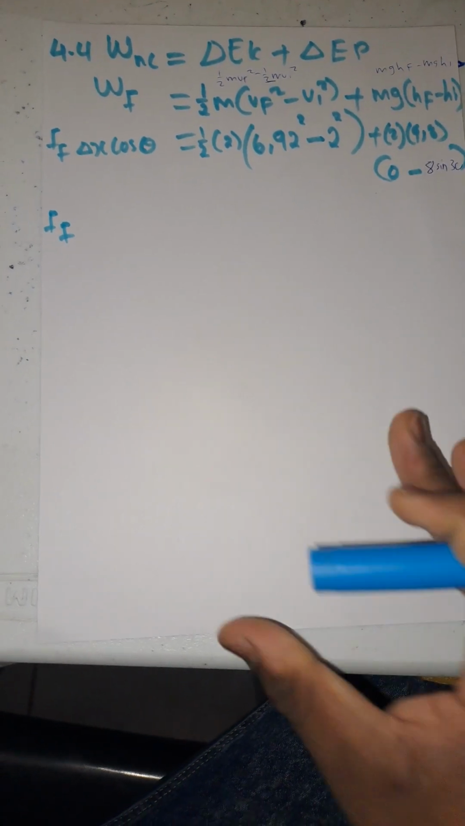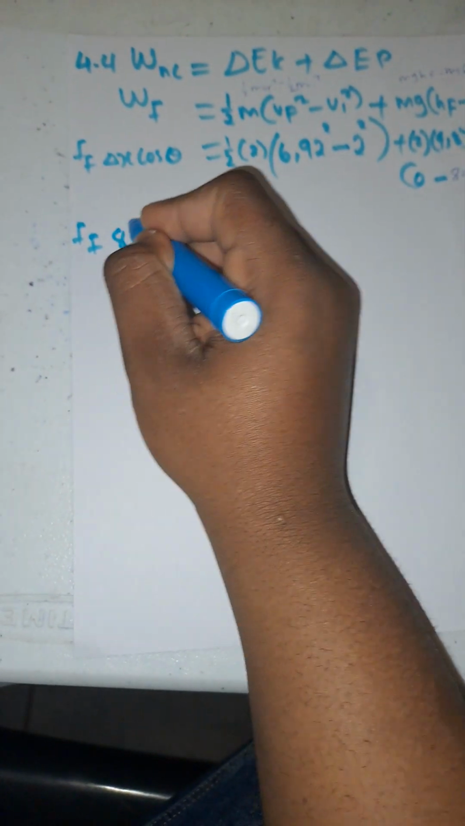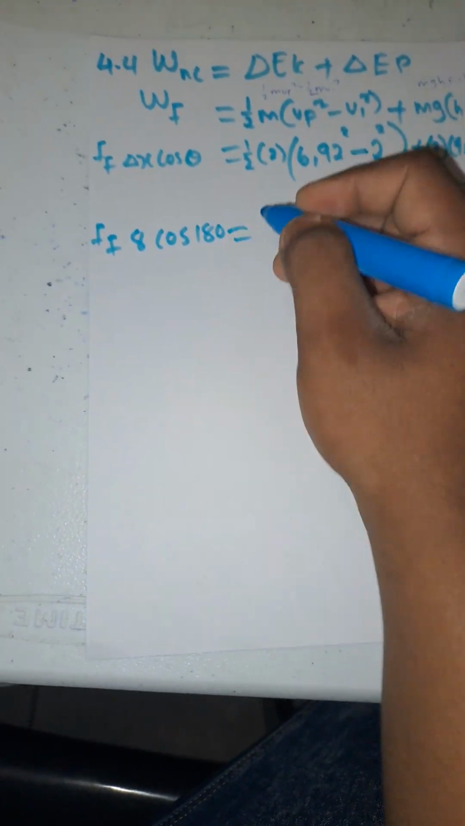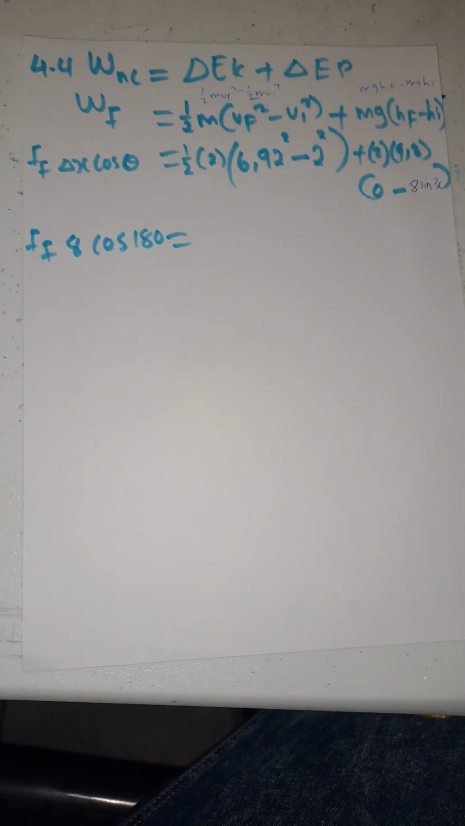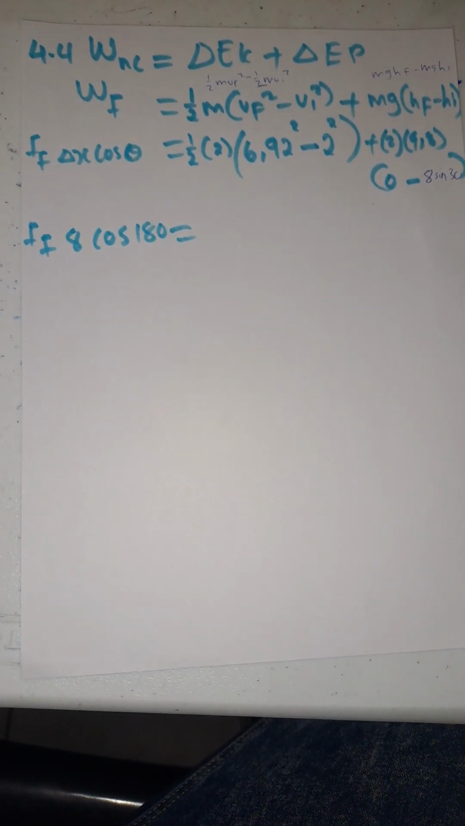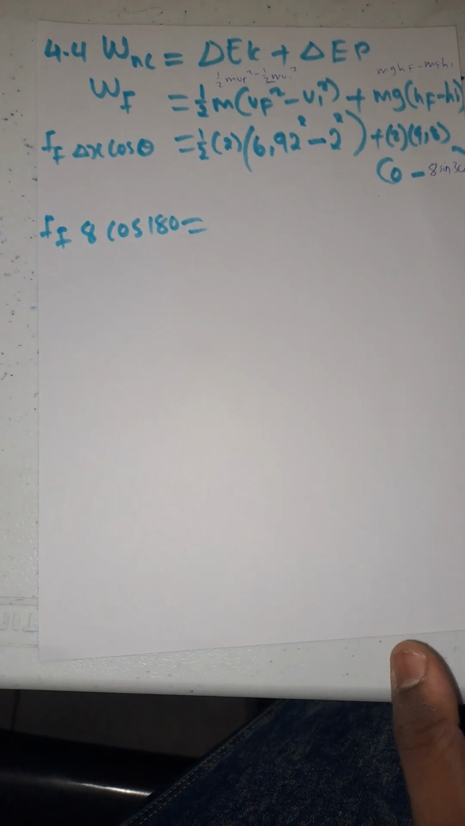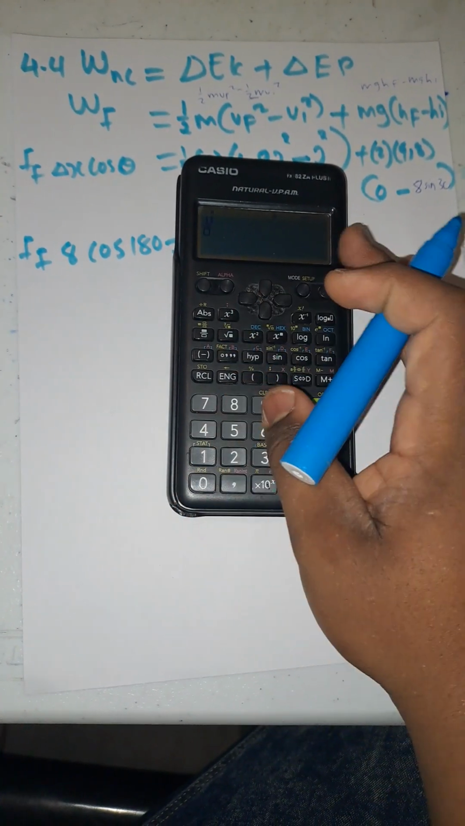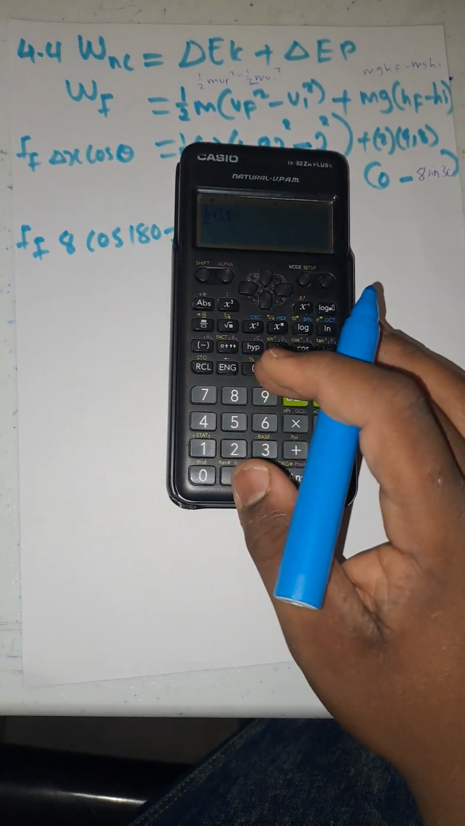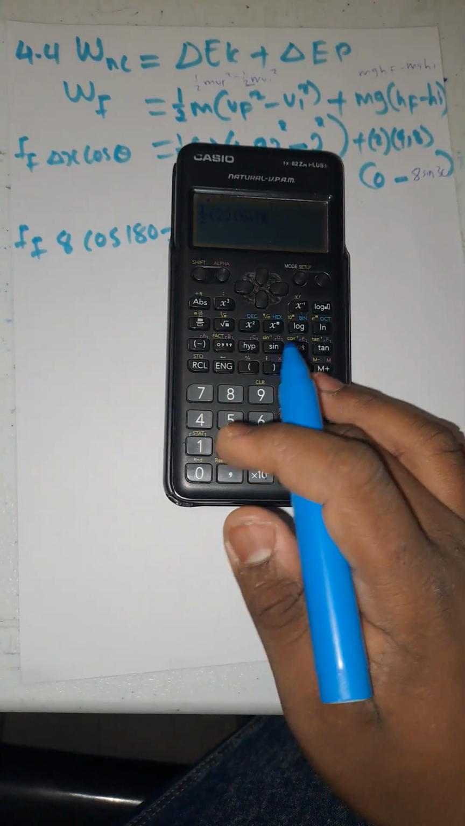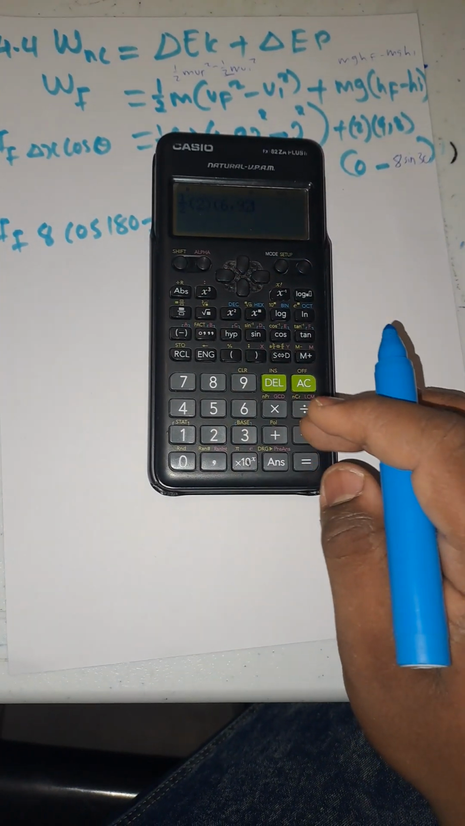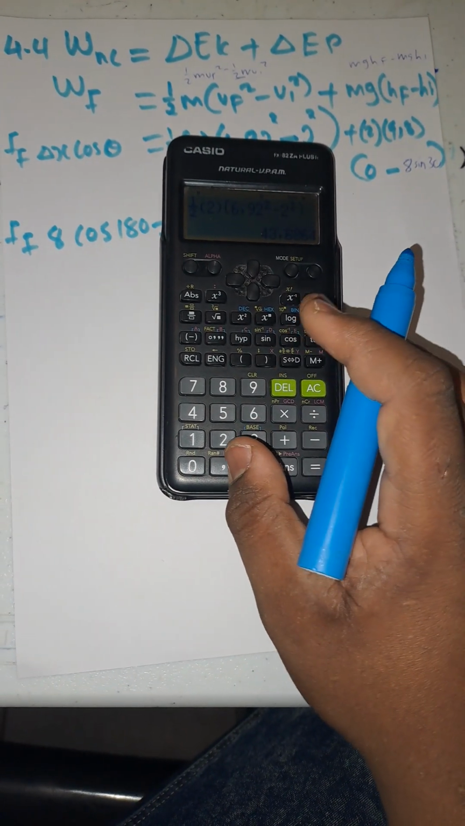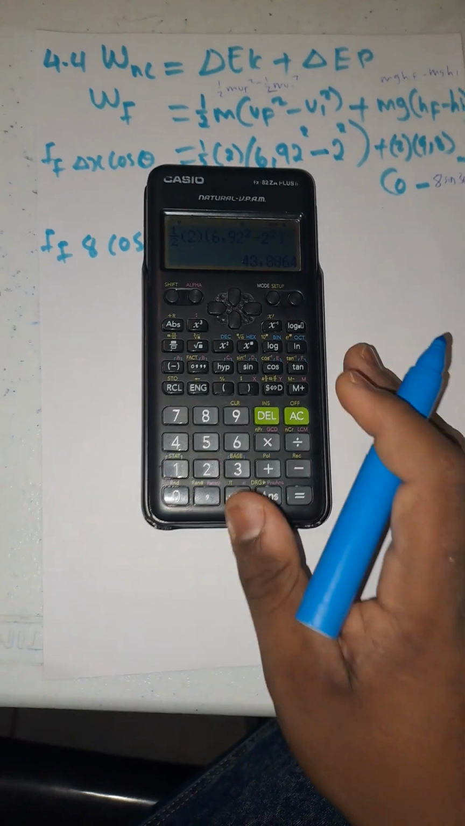Yeah, so I'm simply going to write my 8 there, and then cos 180, because you know the frictional force obviously opposes motion, so it is always 180 degrees. Yeah, so now we're going to calculate it. It's going to be 1 over 2, and then 6,92 squared minus 2 squared, right? So what do I have there? 43,8864.